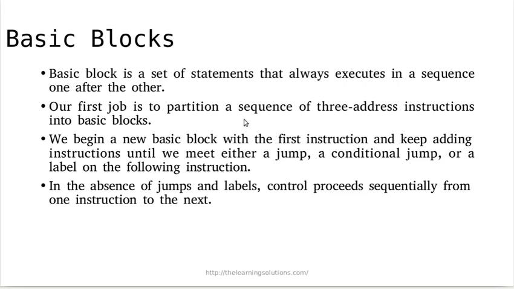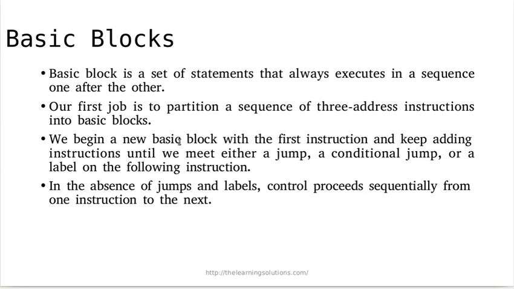So the very first job is to partition the sequence of 3 address instructions into the basic blocks. That means for the 3 address instructions we have formed for the given source code, we have to partition that 3 address code into basic blocks. That means we will be creating block 1, block 2, block 3, up to block n. We cannot say how many blocks will be possible. There are some rules, and on that basis we will create the blocks, but the 3 address instructions we have to partition, divide, or make classes into the different blocks.